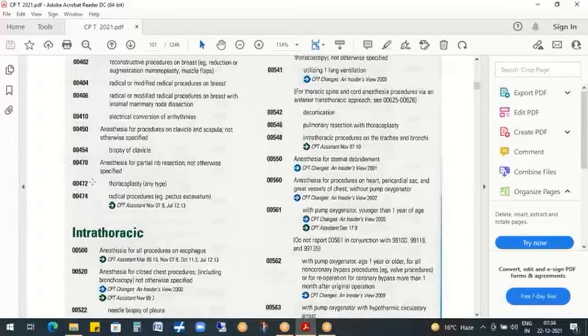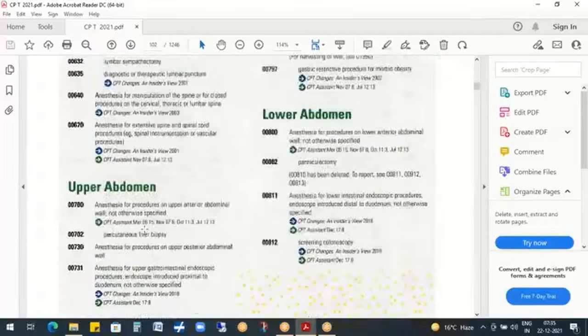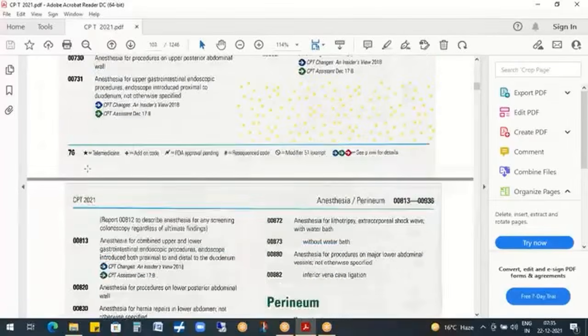After that, we need to look for the symbols. What are the symbols? Can you see in the CPT book the footer line? Revised code, new code, duplicate PLA test, category. Like that you can see the symbols there. Telemedicine code, add-on code, footer line. In your CPT books, you can see this line. This will indicate the symbol meaning. Are you able to see that one?